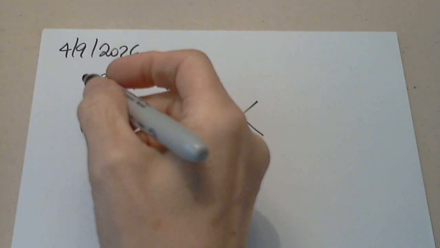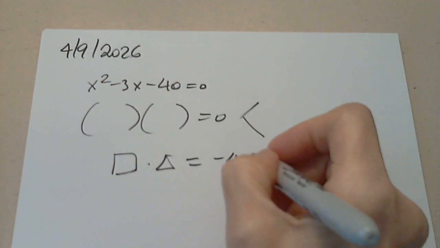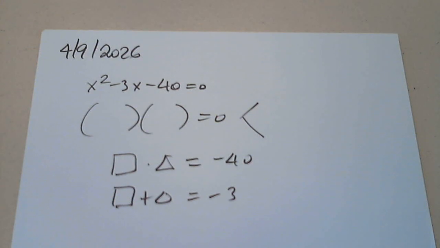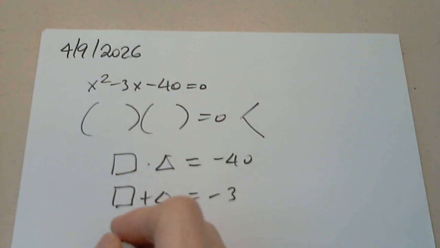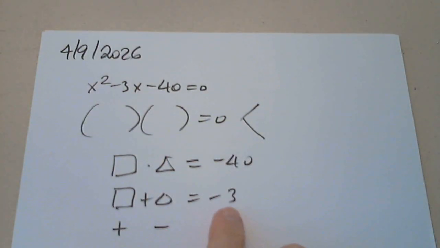Sure. So 1 is the leading coefficient, so we know we need to find two numbers whose product is negative 40 and whose sum is always the middle coefficient. Because if the product is negative, we want to find a positive and a negative. So we need two numbers whose product is negative 40 and whose sum is negative 3. Are there two numbers that we multiply to get negative 40 and add to get negative 3?